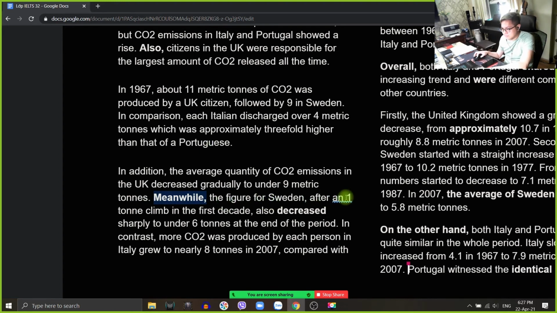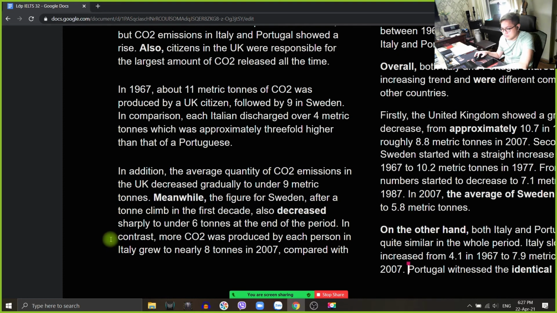The figure for Sweden, after a ton climb in the first decade. Sau một cái sự gia tăng 1 tấn ở cái thập kỷ đầu tiên, also decreased sharply to under 6 tons. Nó cũng giảm nhanh đến dưới 6 tấn at the end of the period, ở lúc cuối thời kỳ đó. Okay, it looks good now. 2 sentences. 2 câu như ổn rồi.